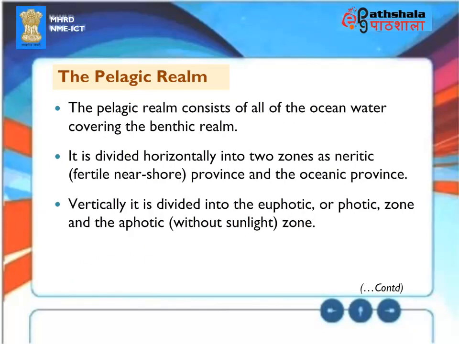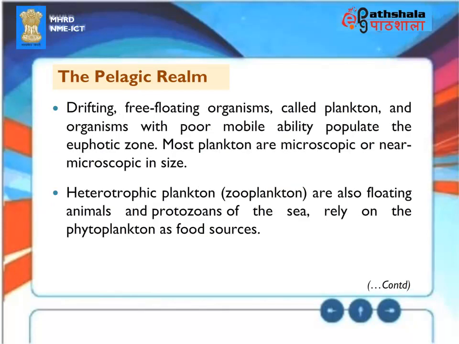The Pelagic region. The Pelagic realm consists of all of the ocean water covering the Benthic realm. It is divided horizontally into two zones: the Neritic, a fertile nearshore province, and the Oceanic province. Vertically, it is divided into the euphotic or photic zone and the aphotic, without sunlight, zone. Drifting, free-floating organisms, called plankton, and organisms with poor mobile ability populate the euphotic zone. Most plankton are microscopic or near microscopic in size.